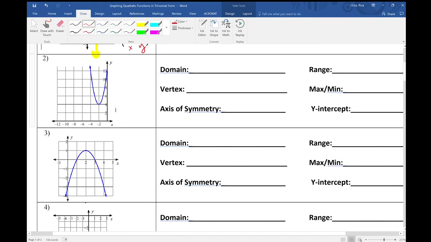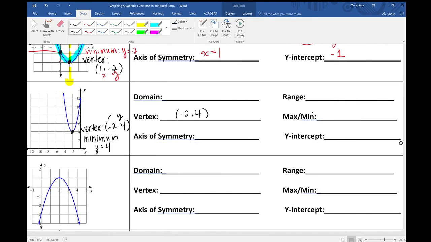Let's look at our next set of graphs. For problem number 2, our vertex is at (-2, 4). And since our parabola opens up, that means our vertex is also our minimum. Our minimum y value is at 4. And because our minimum y value is at 4, this also tells us that all of our y values are greater than or equal to 4.